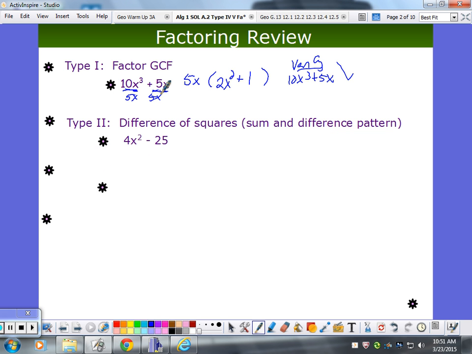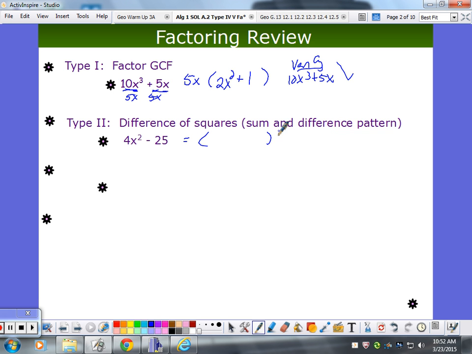Okay, type 2, you're looking for a perfect square minus the perfect square. First thing you do, though, is look for GCF. Does this have a greatest common factor? 5? Well, it has to be a factor of here too, right? So 4 and 25, the only common factor they have is 1. And that doesn't help us. An x squared, there's no x here. So it's not.